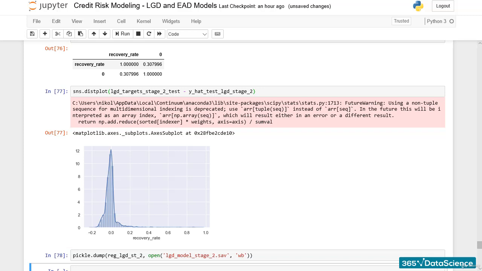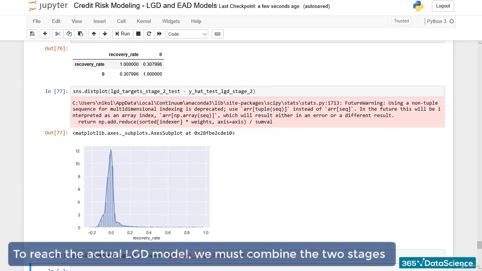Good. Now don't forget that this is only the second stage of the model. To reach the actual LGD model, we must combine the two stages. We'll do that in the next lecture.